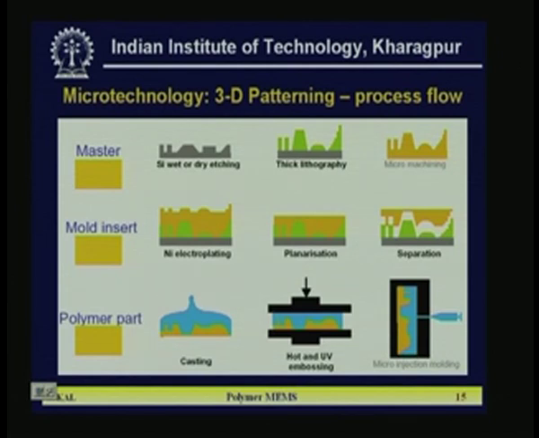Now, I will show you some of the process flow normally used in the case of polymer MEMS. You can see the first diagram, which shows silicon wet or dry etching. A similar microstructure you can get in silicon dry or wet etching. You cannot get a smooth curve here, because all the structures you get by bulk micromachining have crystal faces. That is shown in the first drawing, silicon wet and dry etching.